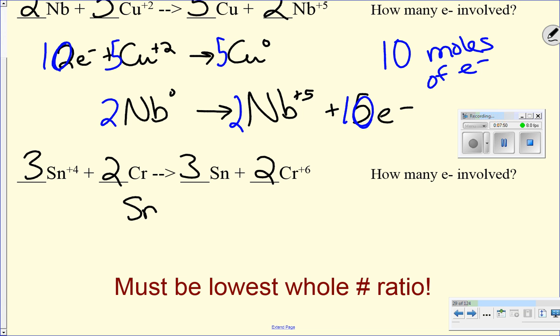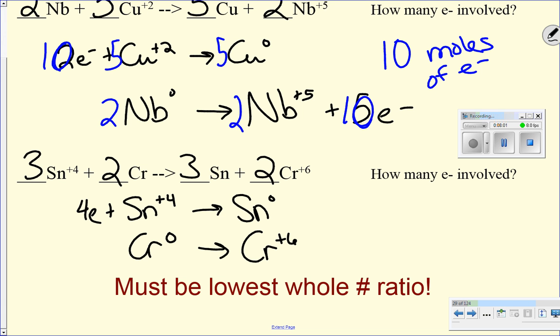So our tin +4 changed into normal tin when it gained 4 electrons. Our chromium 0 changed into chromium +6 when it lost 6 electrons. So what I actually have here for my lowest common multiple of the 2 of these, I want to end up with 12 moles of electrons. So I'm going to multiply my tin equation by 3, which will give me 12 electrons here, 3 and 3. And I'm going to multiply my chromium equation by 2, 12 electrons, 2 chromiums here, 2 chromiums here.